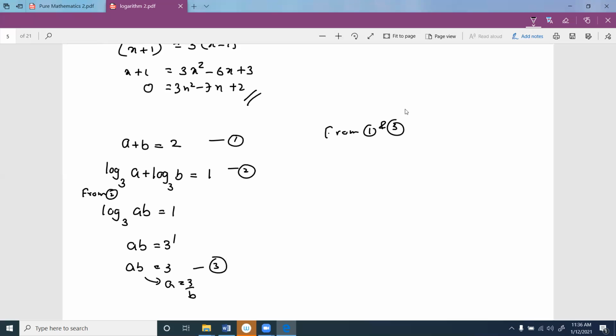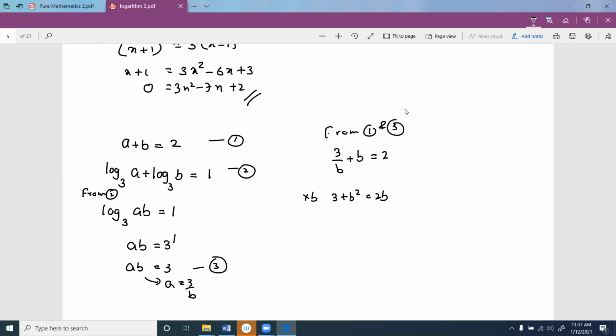Then instead of a you can write 3 over b plus b equals 2. Then multiply everything with b. Right, 3 plus b squared equals 2b. What I did was substitute, because I need to solve these two simultaneous equations. So I just made a the subject from here and substituted into this. Then you get this one.